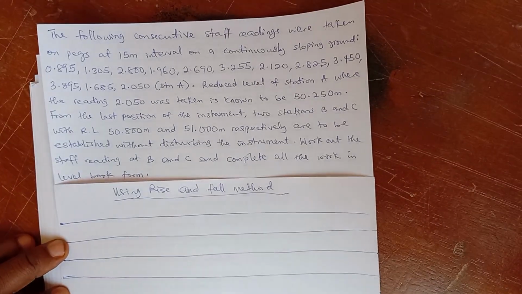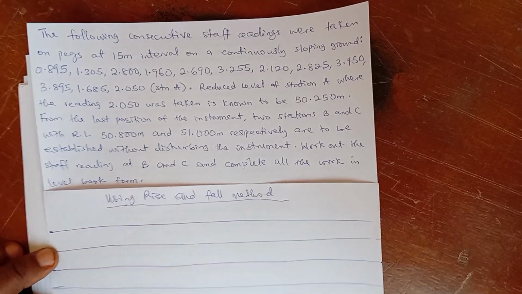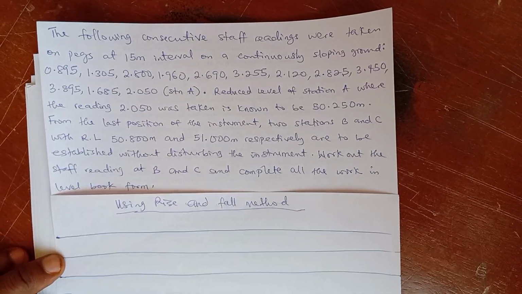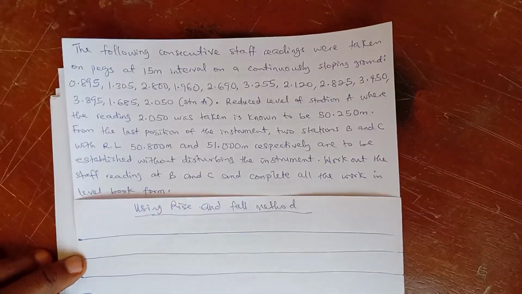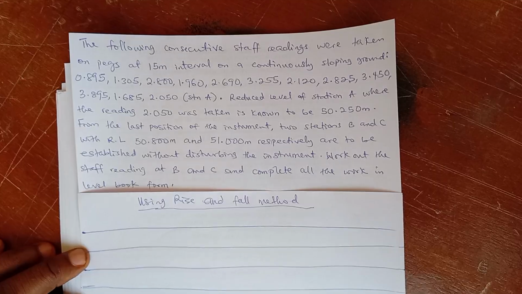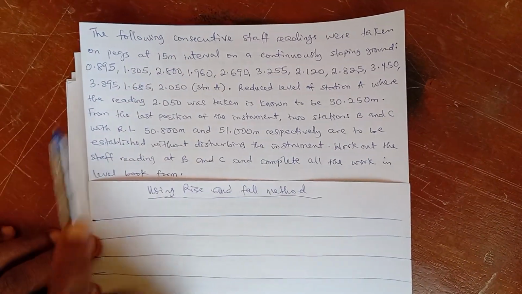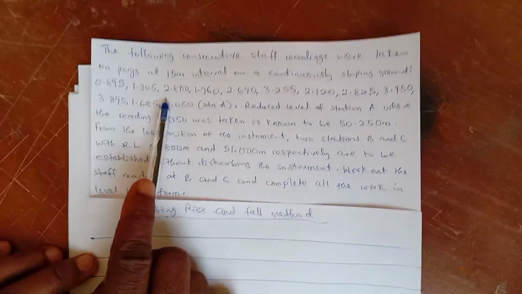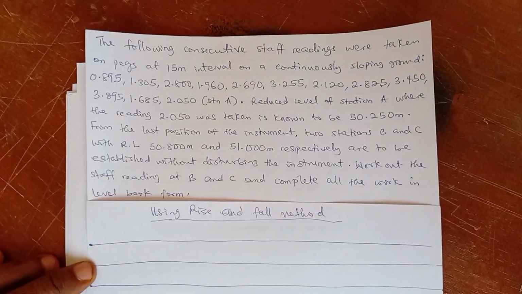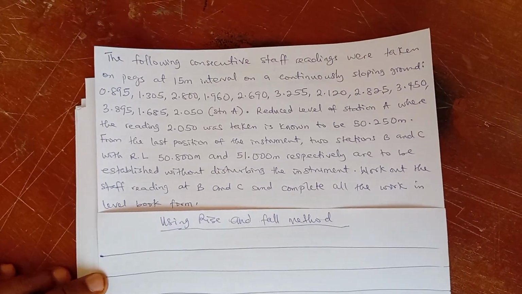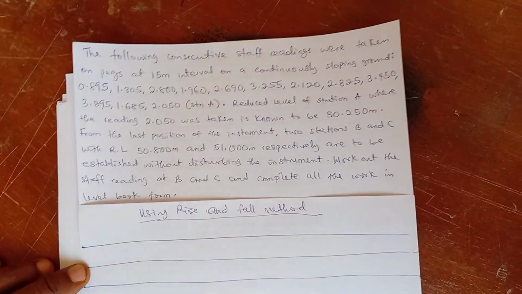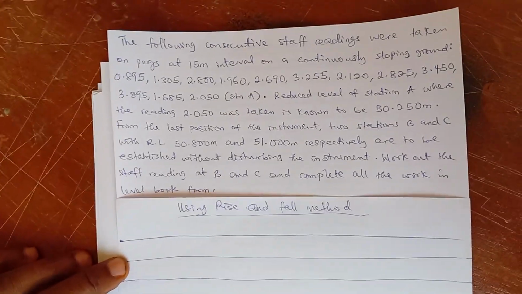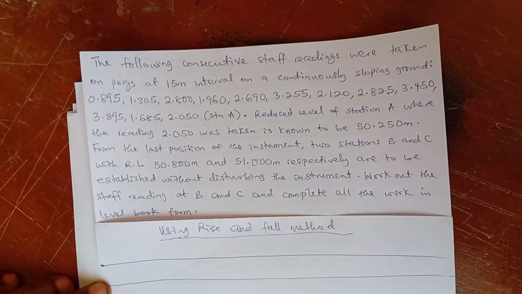We were told that it's on a continuously sloping ground. It shows if the first one is 1, the second one should be greater than 1. The third one should be greater than the second. So if you look at these readings, you see the first one is less than the second one. The second one is less than the third, but the third is greater than the fourth. That shows at that point there's a change in the position of the instrument. That shows that 2.8 is foresight, while 1.96 is our backsight.